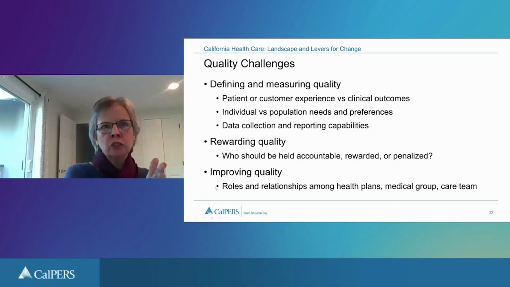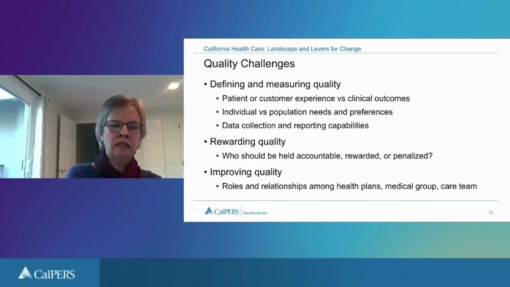So first, in terms of defining and measuring quality, people care about clinical outcomes, those things you can measure, like did you get your regular diabetes testing and are your blood sugars where they ought to be? But they're also concerned with their patient experience. Was I treated with respect? Could I get an appointment in an easy way, and so on? So that's important to consumers, and it's important to pay attention to.